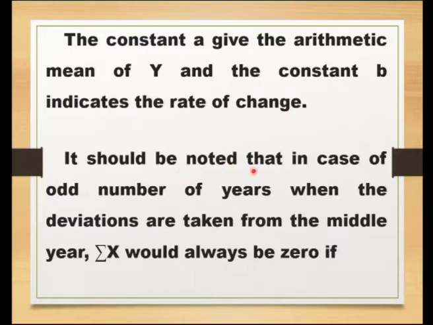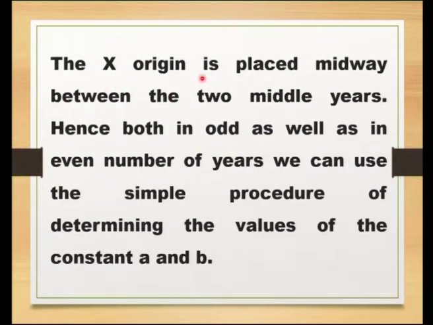It should be noted that in case of an odd number of years, when the deviations are taken from the middle year, summation x would always be 0, and the same holds if the x origin is placed midway between the two middle years. Hence, both in odd as well as in even number of years, we can use the simple procedure of determining the values of the constants a and b.